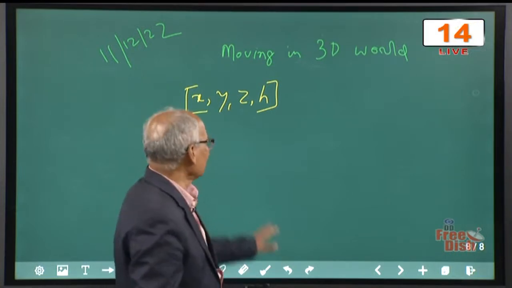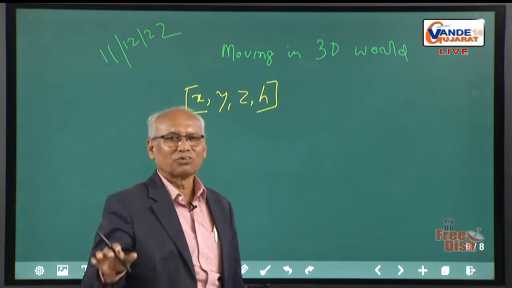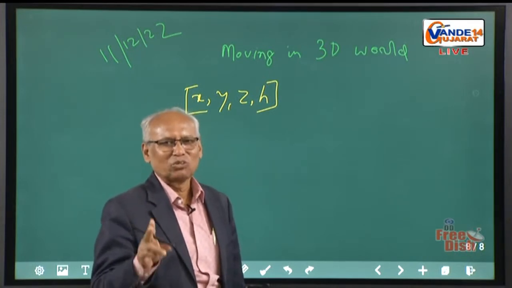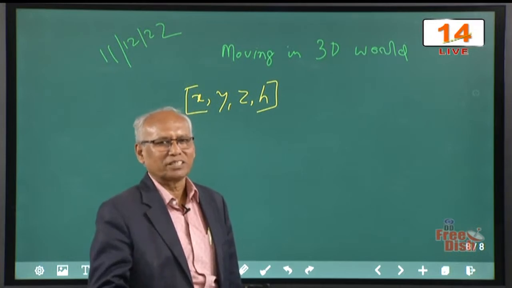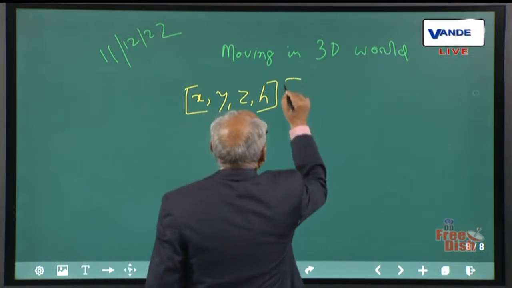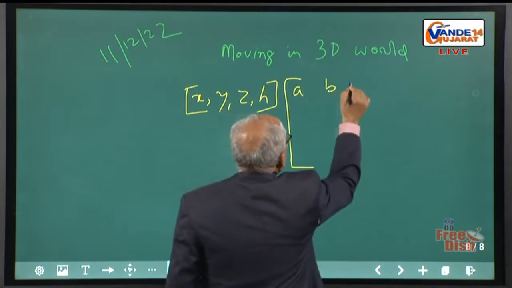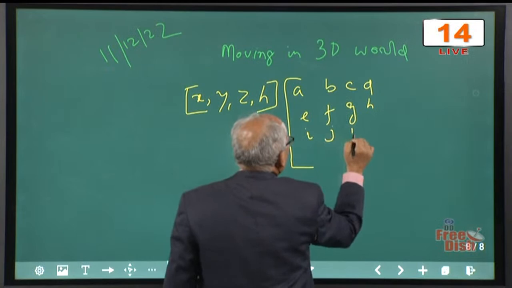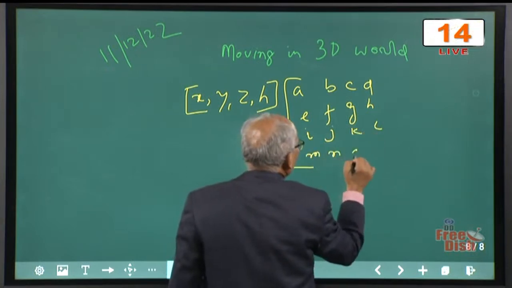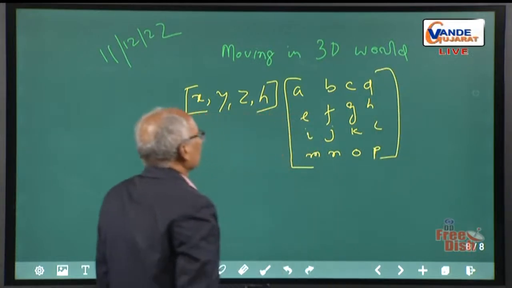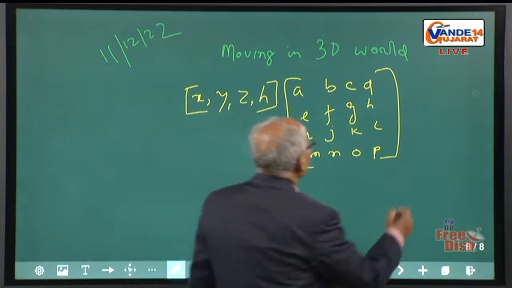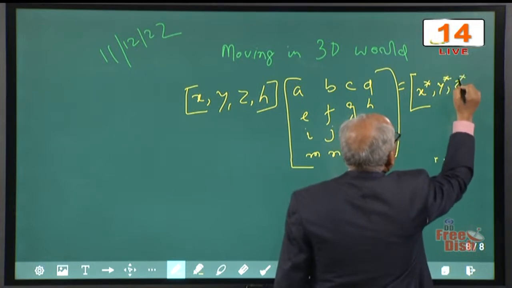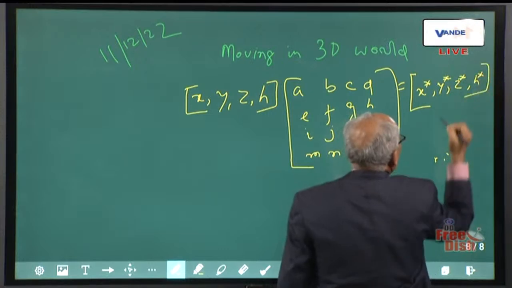So, what is required here? It is 4 columns, so you require a minimum of 4 rows, and it is a square matrix. So, it must be a 4 by 4 matrix. So, you require a 4 by 4 matrix, that is all. So, A, B, C, D, these are the elements, E, F, G, H, I. So, this is the thing, and when you multiply this, whatever you get is x star, y star, z star and h star, that is all.